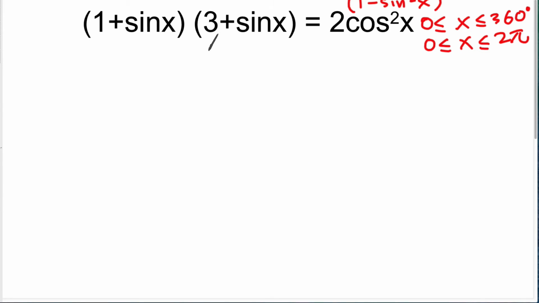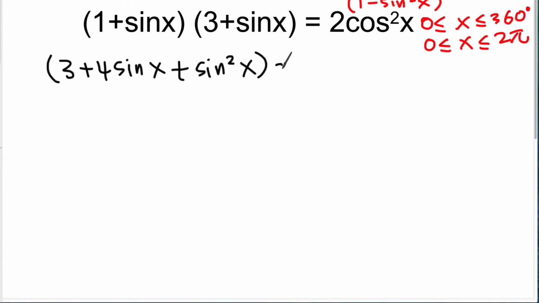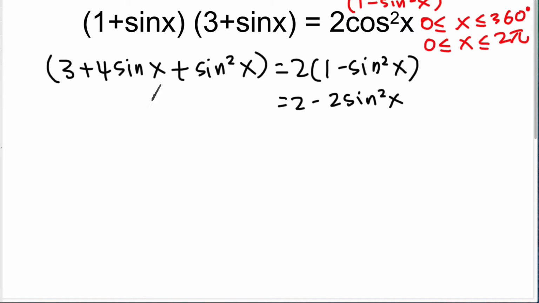So now I'm going to start to expand this one. 1 multiplied by 3 is just 3. If I multiply like this, I get 1 sine x, and multiplying like this, I get 3 sine x. So in total, I get 4 sine x. Sine x multiplied by sine x is easy, I get sine square x. This one I can change to 1 minus sine square x for cos square x. Then I just expand here, this is 2 minus 2 sine square x. Right here, I just copy whatever I have: 4 sine x plus sine square x.